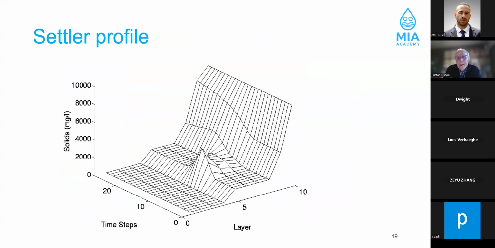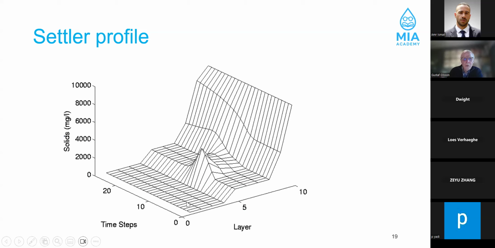Well, in the first ASM models, there was no model for the settler. And of course, the settler is a crucial part of to really understand the whole activated sludge process. And this simply shows the need also to model the settler. And I know that you will see more of this modeling later on in a coming seminar.